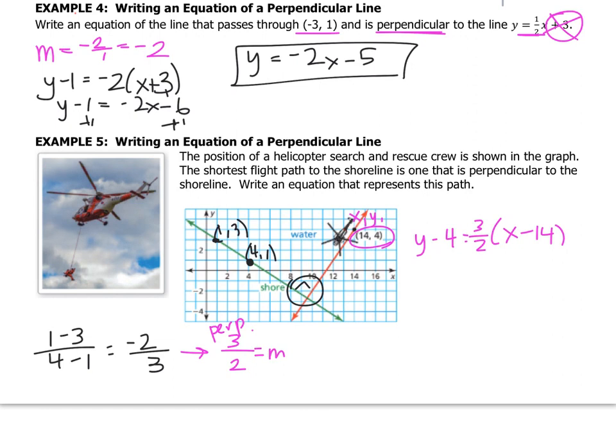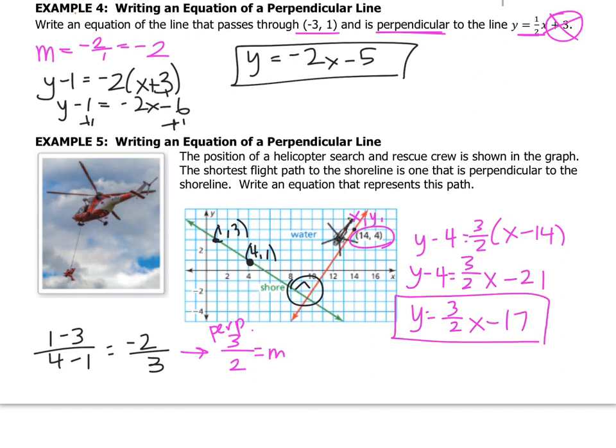So we have y minus 4 equals 3 halves x. 3 halves times 14 is 21, so minus 21. And then you add 4 to both sides, you get 3 halves x minus 17. So that's the equation that represents the path of the helicopter.